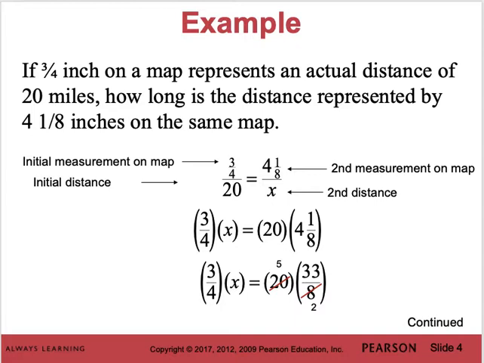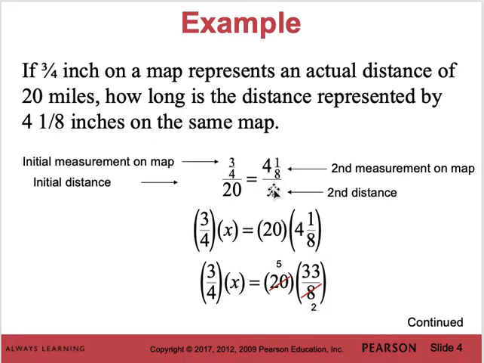If 3/4 inch on a map represents an actual distance of 20 miles, how long is the distance represented by 4 1/8 inches on the same map? In the initial map measurement, the ratio is 3/4 of an inch, with inches in the numerator, equal to 20 miles. So there's our ratio, 3/4 of an inch over 20 miles. Our second distance, what would that be equal to? What if we had 4 1/8 of an inch? Make sure your inches are both in the numerator. Would be how many miles?